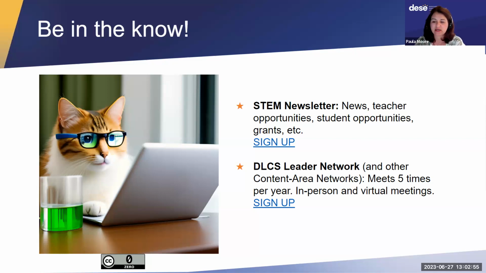There's also a DLCS leader network, and there are other content area networks as well. The DLCS Leader Network is a way for you to network with other curriculum leaders for digital literacy and computer science. We meet about 5 times per year, a combination of in-person and virtual meetings. You can use the sign-up sheet link there, and that link allows you to sign up for the other content areas. So if there are other curriculum leaders within your district for science or math, you can forward that to them as well.